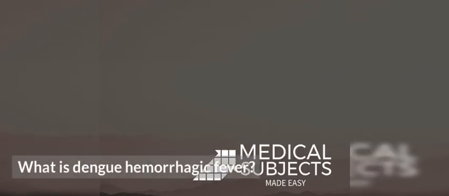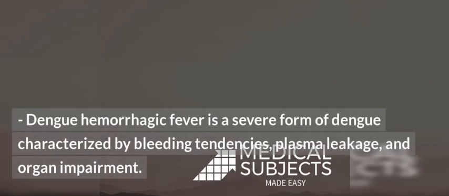13. What is dengue hemorrhagic fever? Dengue hemorrhagic fever is a severe form of dengue characterized by bleeding tendencies, plasma leakage, and organ impairment.